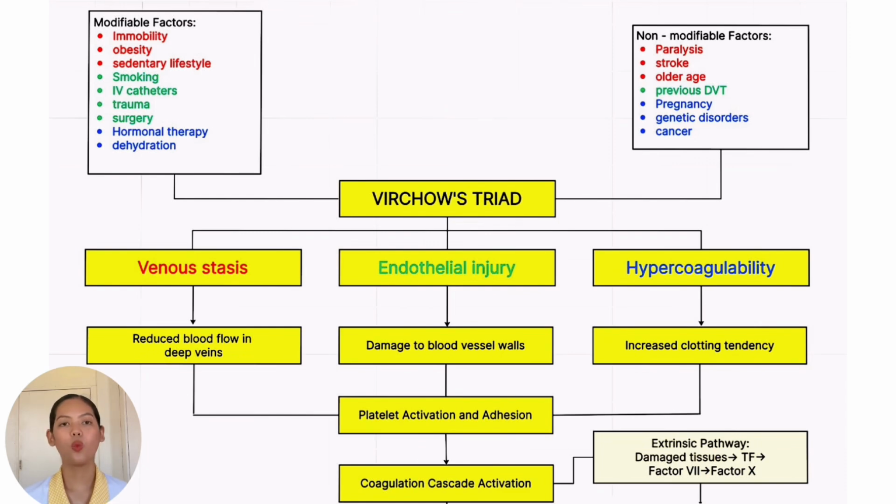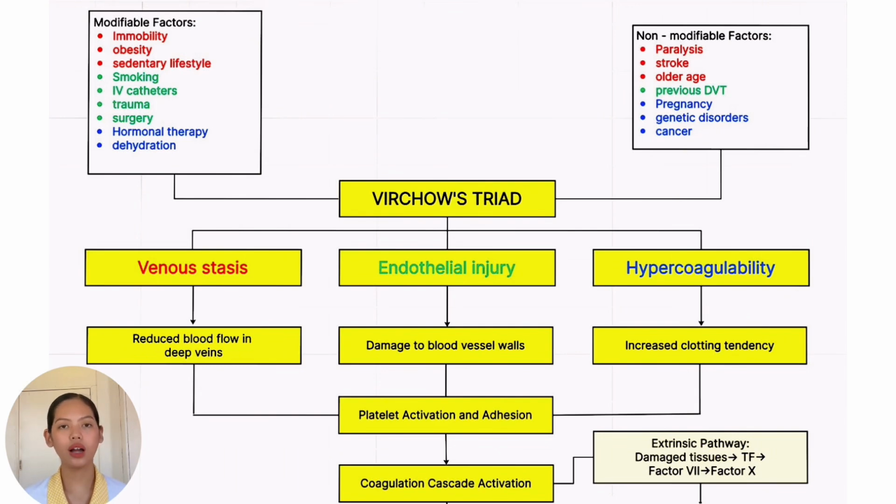This occurs when someone is immobile for a long time, like during bed rest, during long flights or travels, or sitting for hours. When blood isn't moving well, it becomes more prone to clotting because the natural flow of blood usually helps prevent clots from forming.